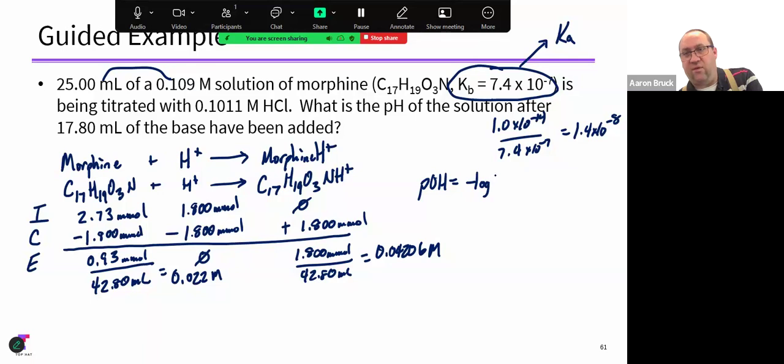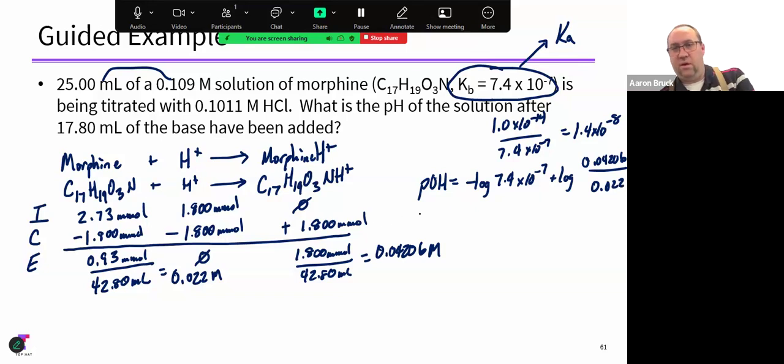So the negative log of our Kb plus the log of the acid, 0.04206, divided by the base, 0.022. So the pKb is 6.13.